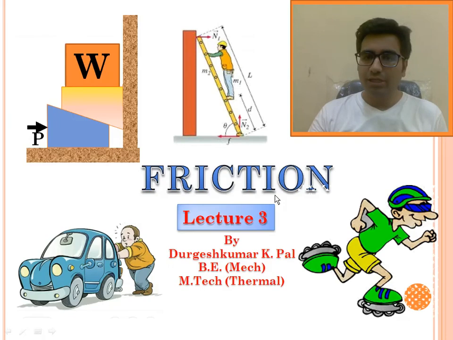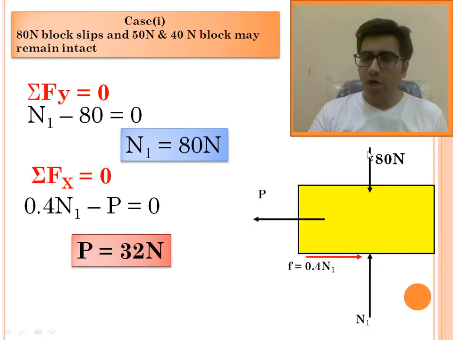So let's draw the free body diagram. Block A is of 80 Newton, it is going to experience a normal reaction N1, and it is going to experience a frictional force in the direction opposite to the impending force. So it is 0.4 times N1, as mu equals 0.4. Applying the condition of equilibrium, summation Fy equals 0. There are only two vertical forces, which gives N1 equals 80 Newton. Applying the second condition of equilibrium, summation Fx equals 0. Only two forces are there, P and friction. So we got the value of P equals 32 Newton.